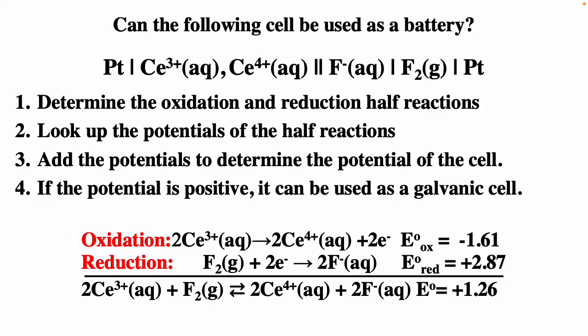And so we have a positive potential, and so that means this would be a voltaic cell. And so we can use it to convert chemical potential energy into electrical energy. So if you need to figure out if it's a voltaic cell or electrolytic cell, you have to figure out your oxidation and reduction half reactions, look up the potentials of the half reactions, and add the potentials to determine the potential for the cell. And again, if the potential is positive, then it could be used as a voltaic or galvanic cell. If the potential is negative, then it's going to be used as an electrolytic cell.